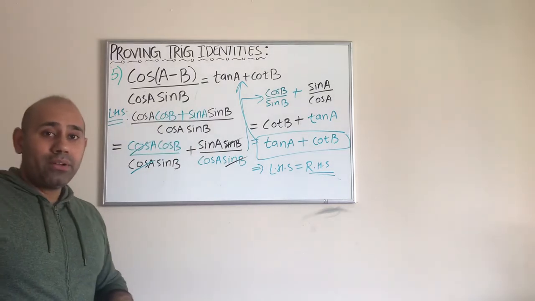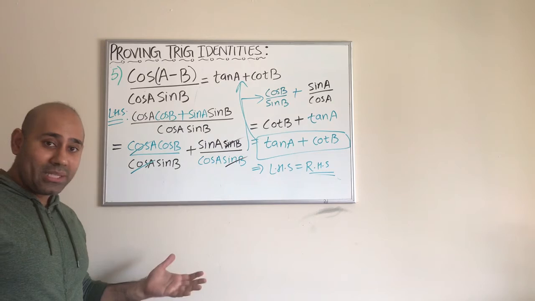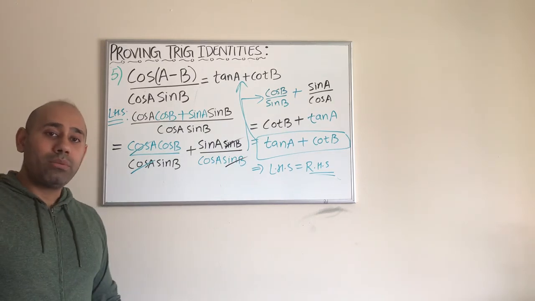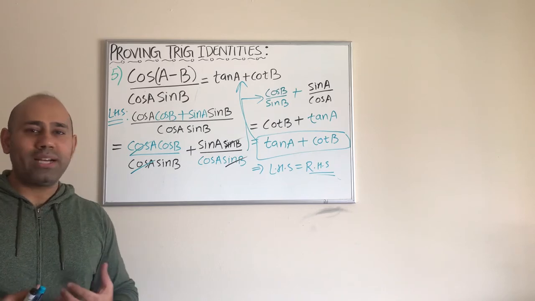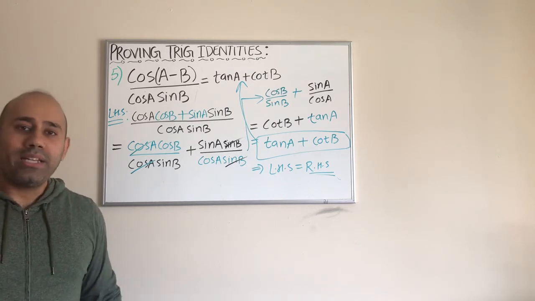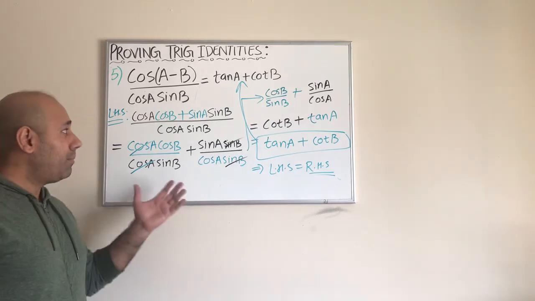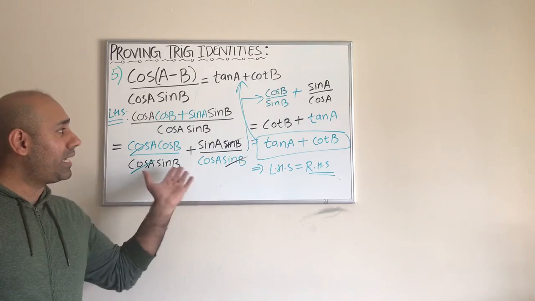Guys, that is number 5. There's more coming up in my next videos, so keep practicing these types, and I will share new types with you as well. Okay, guys, be confident with this. Don't let these proving identities intimidate you. It is still algebra, and of course you need to use the formula sheet to replace formulas and then get it to look like the other side.